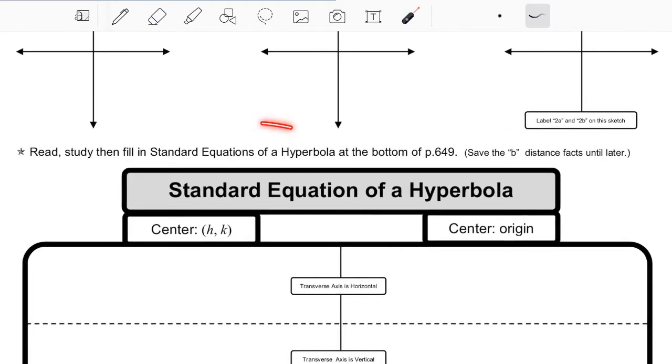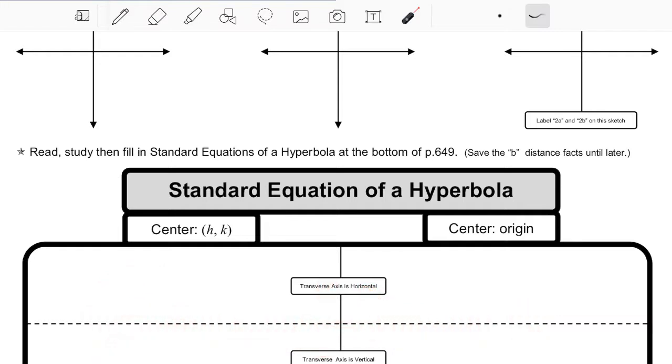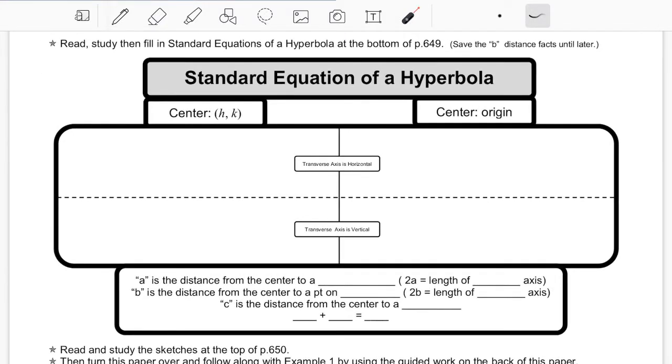Keep reading, find out a little bit more about the equations, and then you can fill in the equations. You should be able to fill all of these in, but you will find out that you really don't know too much about B. That's fine. Don't worry about the letter B. Although you should be able to fill in some information about A and C, you might feel like you're waiting on B. And again, that is fine. A couple more sketches to look at on page 650. Make sure you look at them.